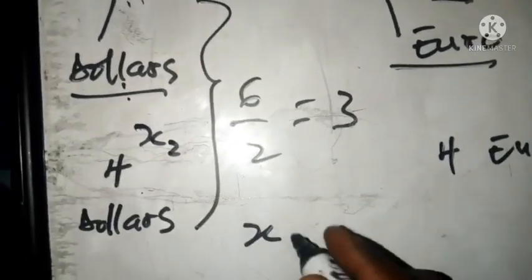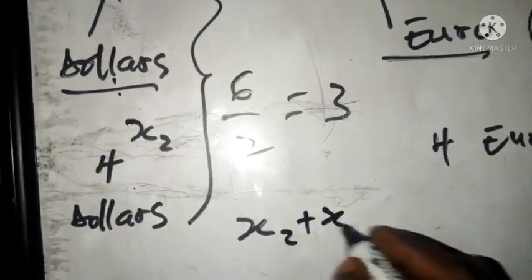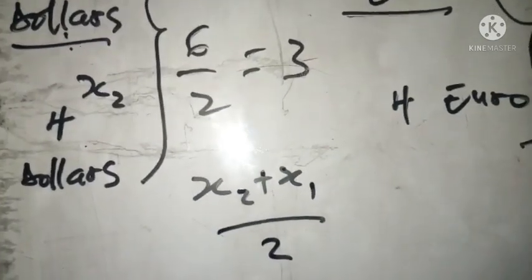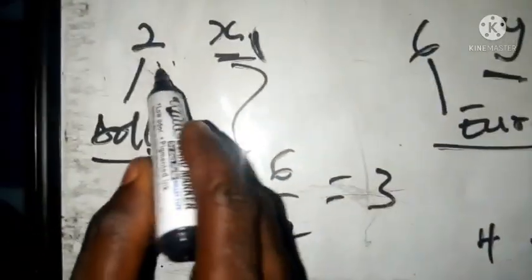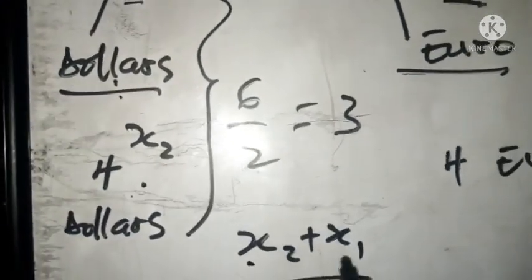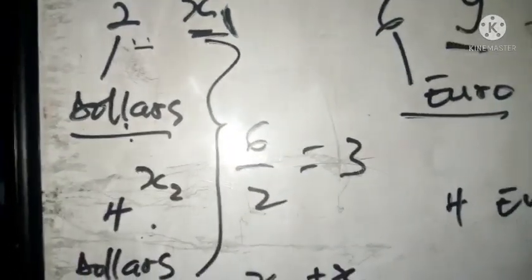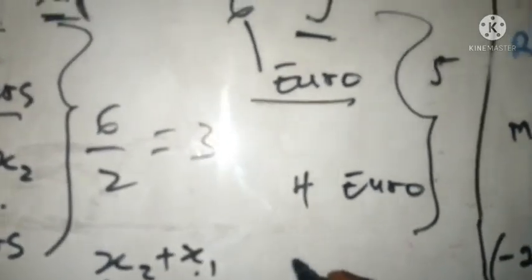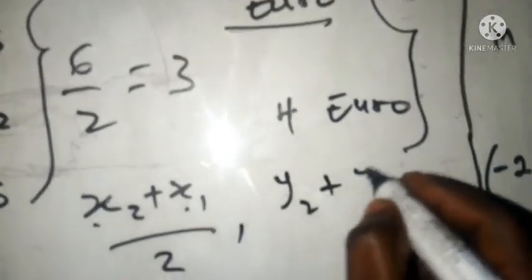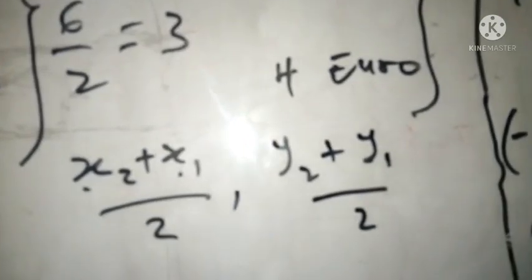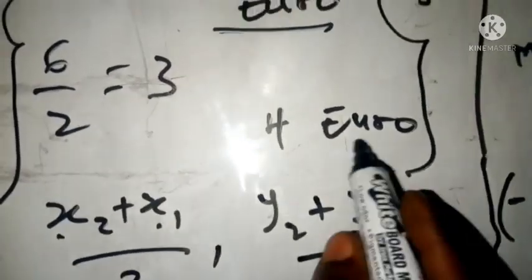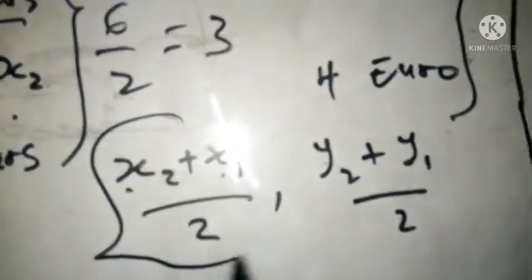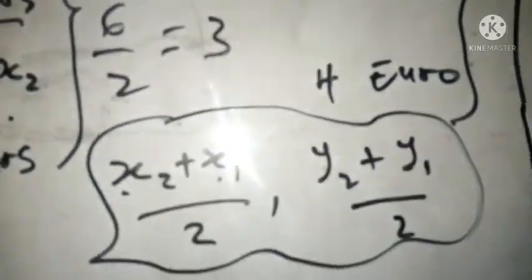So the midpoint of the two should be X1 plus X2 divided by 2. Is that okay? Meaning that we are combining the first dollar and the second dollar. Of course, the X's are all in the same dollars over here. Then the same applies to the Y here. So Y should be Y1 plus Y2 divided by 2, right? So these two Y's are in euros. Okay, so if you are dividing these two, this is just the simple definition of a midpoint, right?